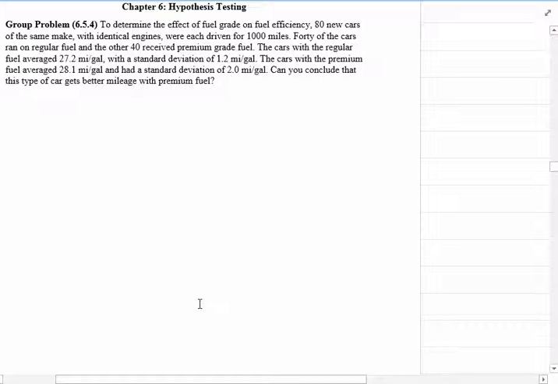Make sure to do all the steps in the hypothesis test procedure. Define H naught and H1.